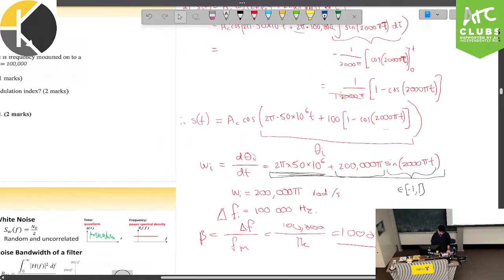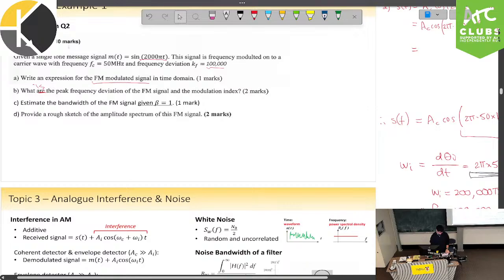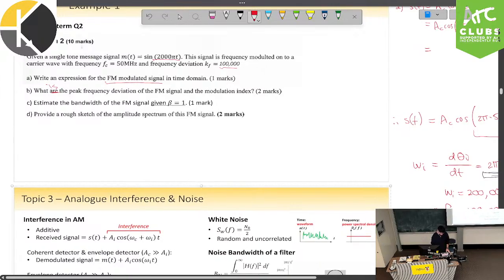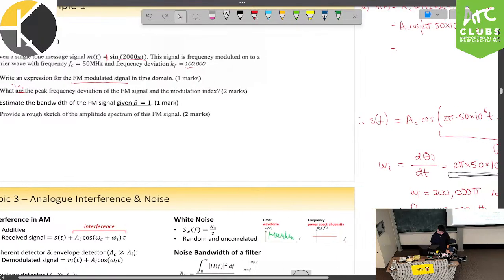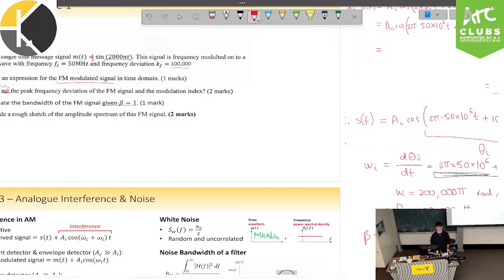We can verify that. kf is 100,000. Am is 1 in this case. And then we'd go 1 times 100,000 divided by 1K. You can do it that way. Yeah, it'll give you 1,000 as well.